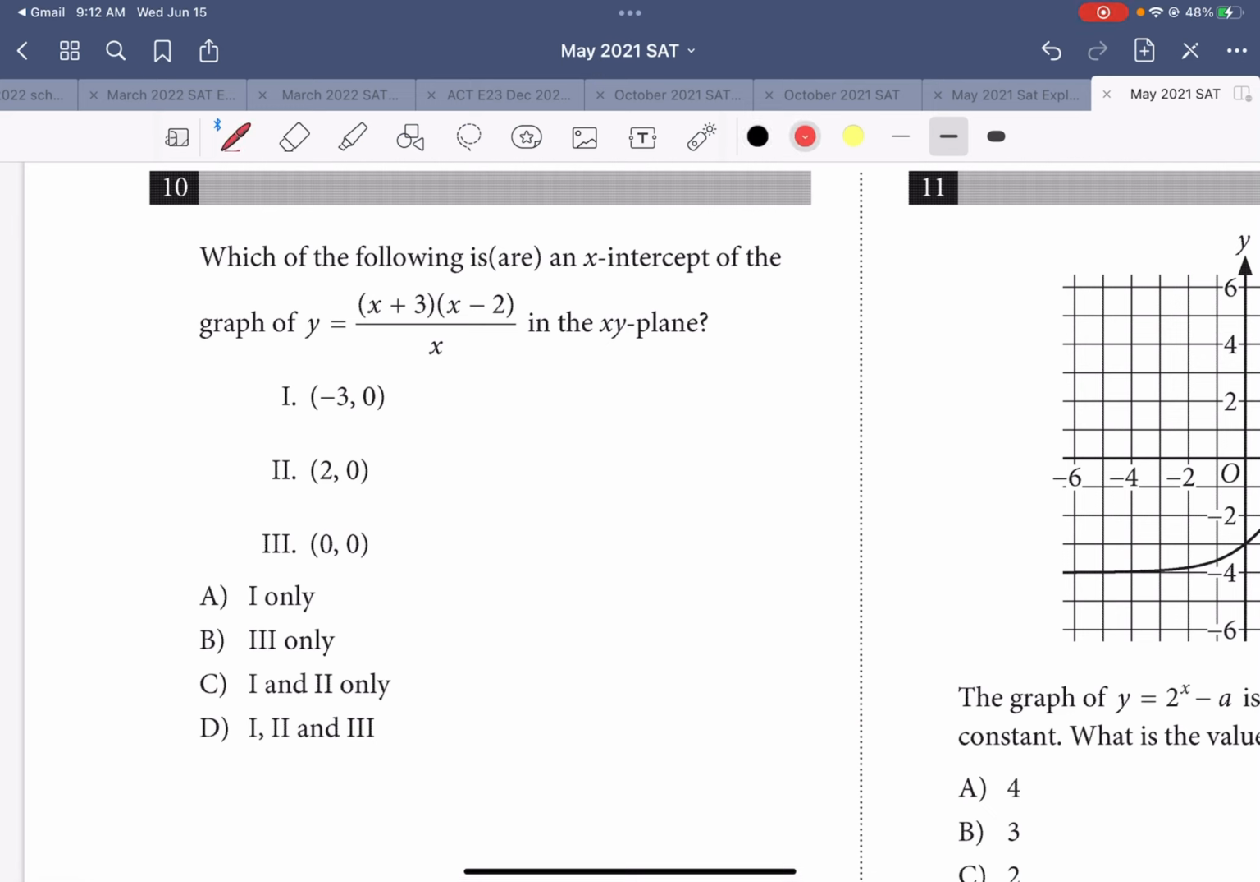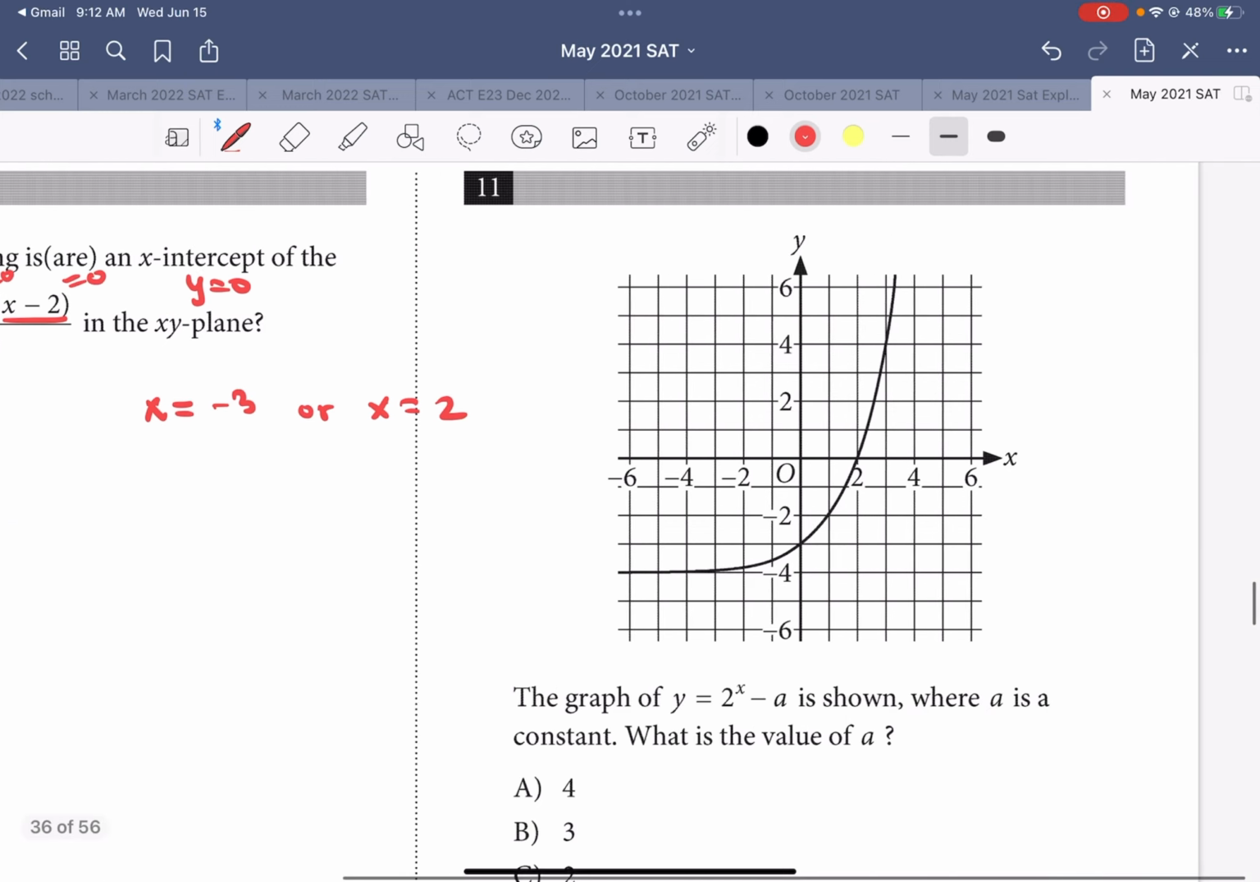Number 10, which of the following is x-intercept? X-intercept means you set y equals 0 and then solve for x. So when you put y equals 0 here and solve for x, the denominator cannot be 0, so x cannot be 0 here. But each factor equals 0, so x could be negative 3 or x could be 2. So this one is possible. 1 and 2 only.